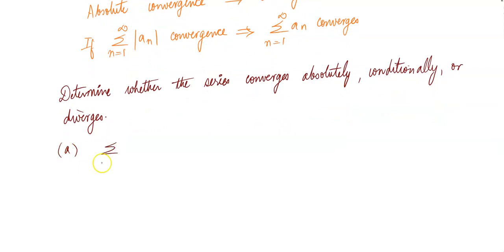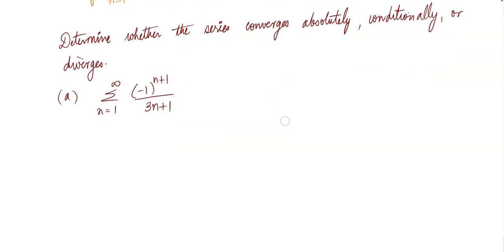So now we have the summation from n equals 1 to infinity of (negative 1) to the power n plus 1 over 3n plus 1. Remember, it's about a_n, and if I can show the absolute value of a_n converges, then I can prove that a_n converges absolutely. However, you see that it's a fractional setup, right? Because you see the alternating series here.